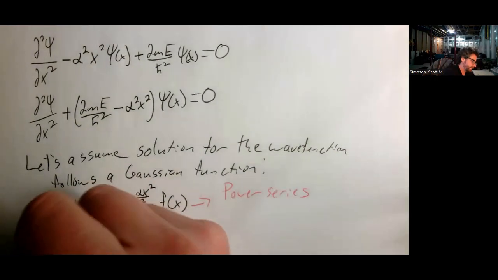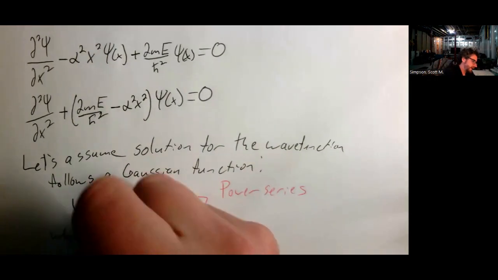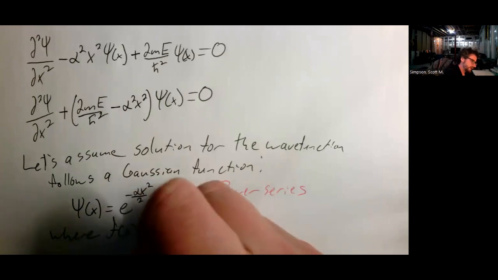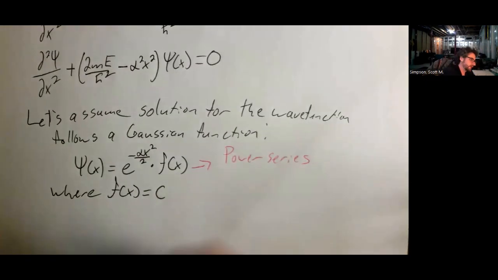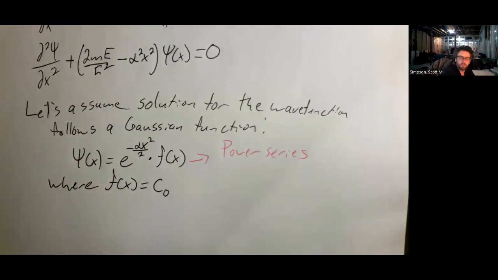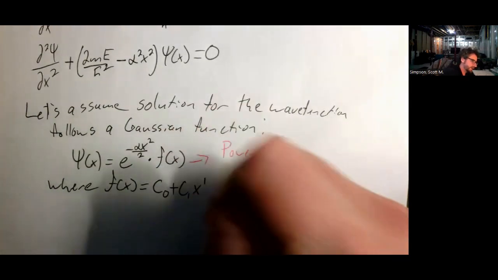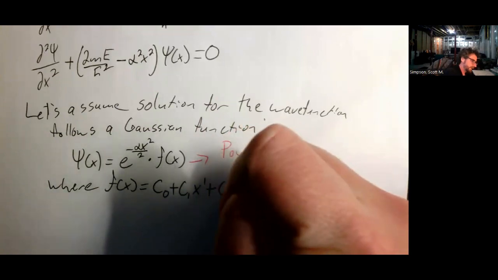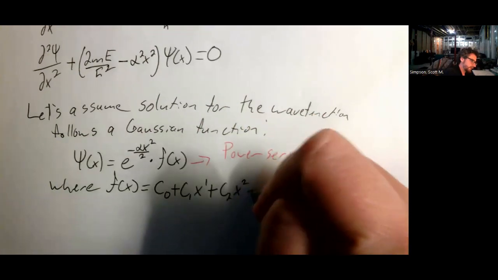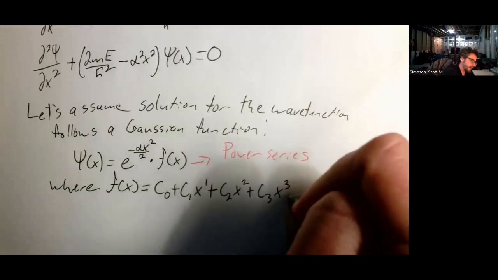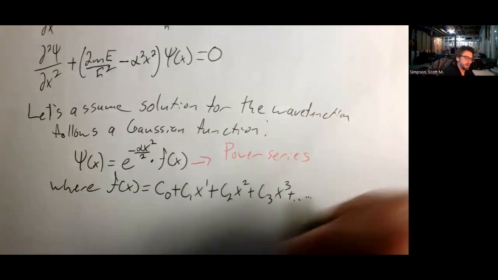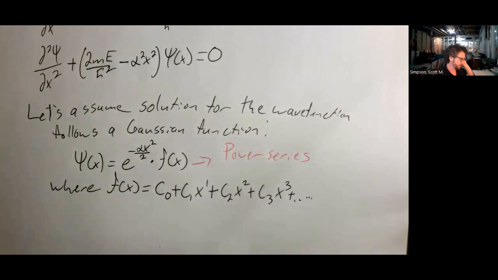where we're going to define f of x is equal to a power series where we have some constant, we'll call it c sub 0, plus constant number 1, x raised to the power of 1, plus c2, x raised to the power of 2, plus c3, x raised to the power of 3, plus and so on. And it goes on for an infinite amount of time. We can truncate that at certain points, and we will eventually do that. But let's just see what happens.